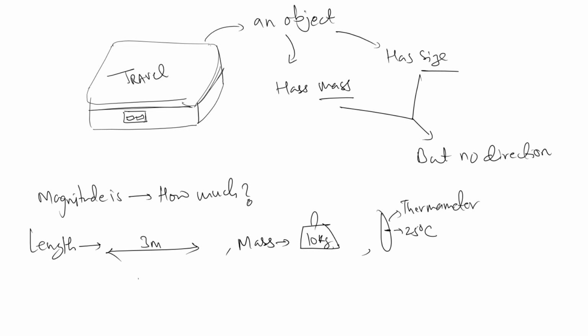Examples of magnitude. Length. If you say an object is 3 meters long, the 3 meters is the magnitude of its length. Mass. If a box weighs 10 kilograms, then 10 kilograms is its magnitude. Temperature. A temperature of 25 degrees Celsius describes the magnitude of heat, but not the direction.